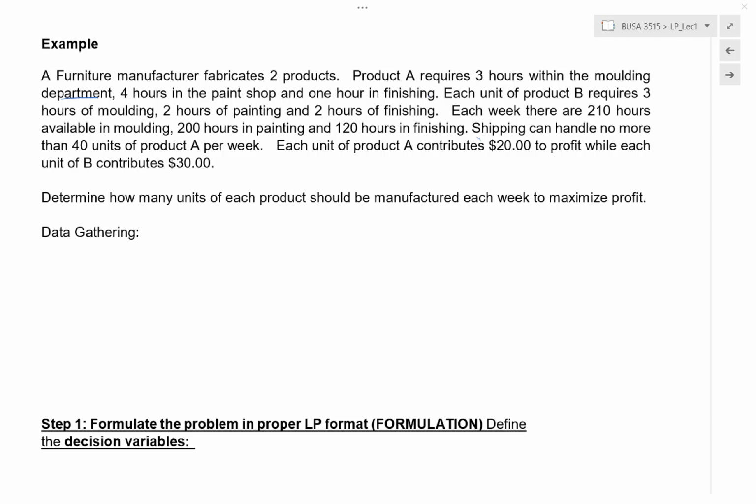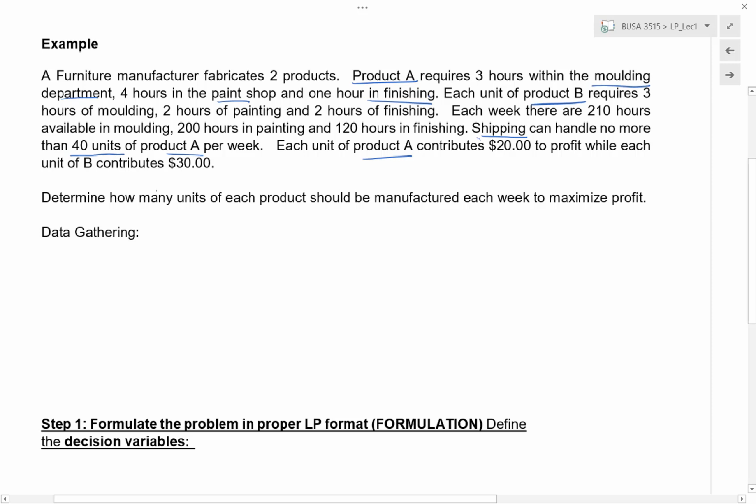This video is going to go through a fairly basic linear programming example where we're manufacturing two products, product A and product B, and each one of them requires a certain number of hours in different departments to be produced: the molding department, the paint shop, and the finishing department. And then product A is special in that shipping it possibly is more complicated than product B, and the shipping department can only handle up to 40 units of product A each week.